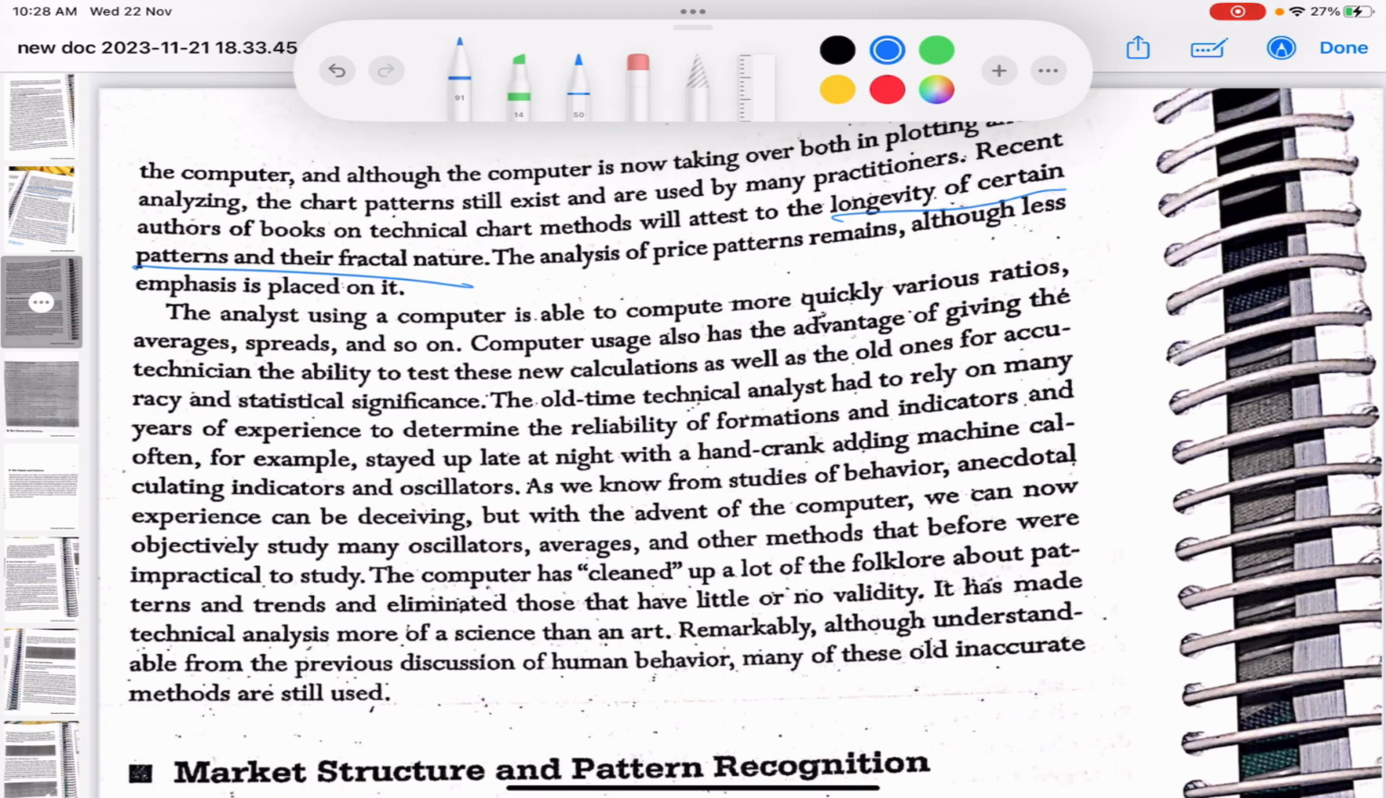But the old-time technician relies on experience. They have been trading for years and they know which patterns work and which patterns do not work.